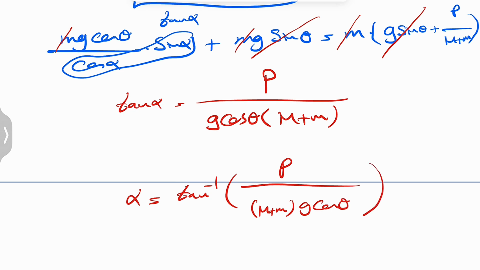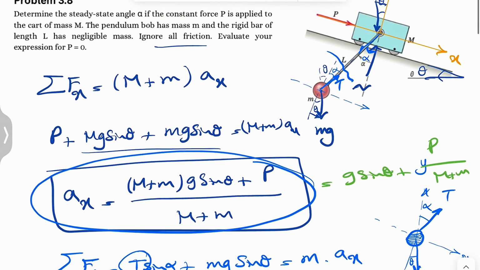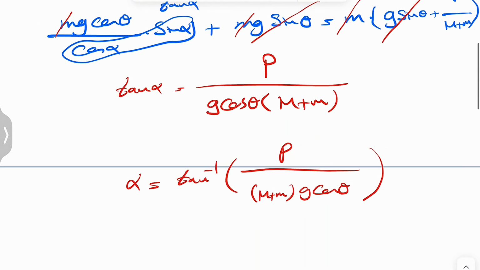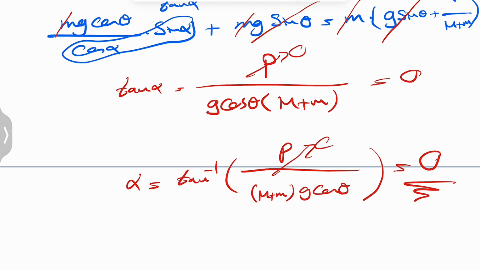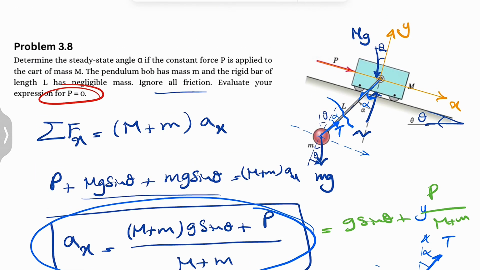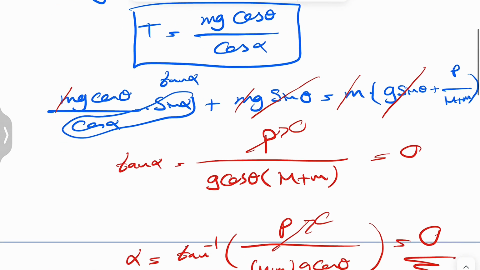So when the P is 0, which the question is asking us to evaluate at the end, the tangent of alpha is going to be 0 because this will be 0, and the angle alpha here is going to be also 0, meaning when there is no force P, the pendulum is actually in this location.